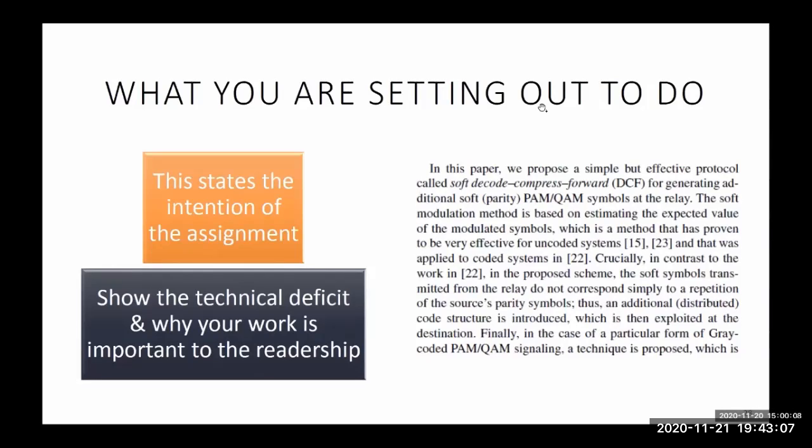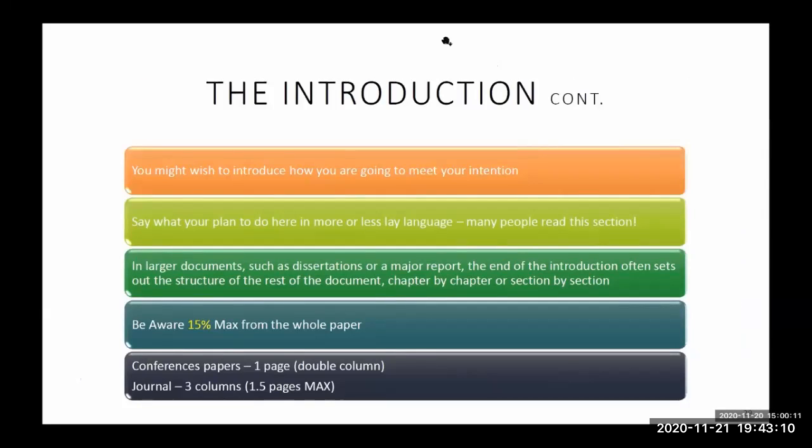So the introduction is continued here. In the introduction section, you generally use about 15% of the whole paper, so don't try to write more than 2 pages. The rule of thumb: for a full conference paper, you need 1 page. For journals, about 1.5 pages or 2 pages maximum your introduction can go, including the abstract, okay?